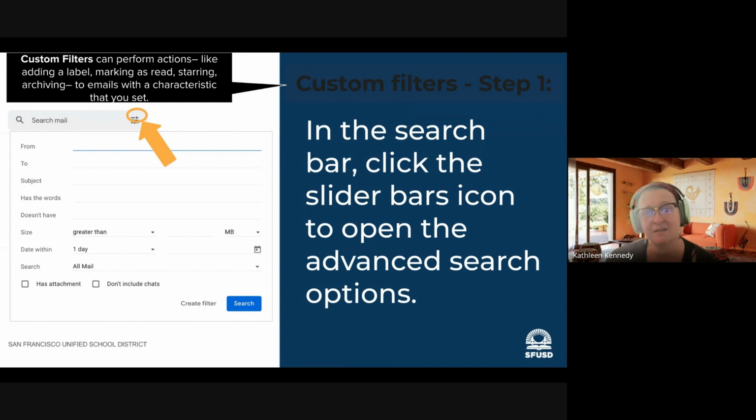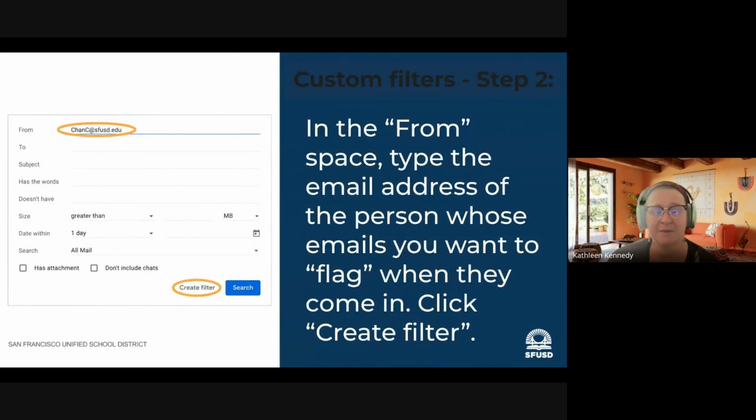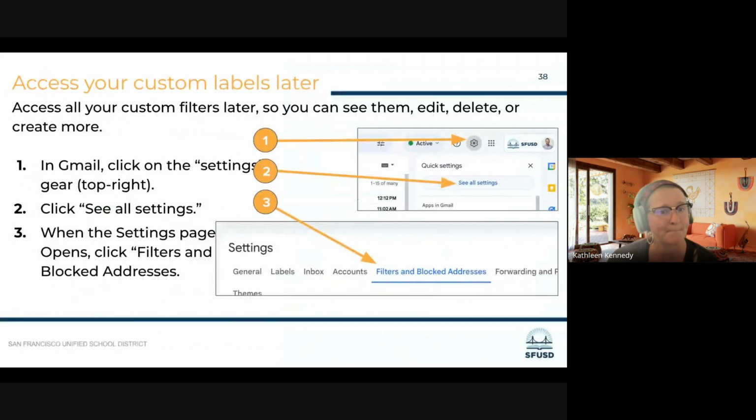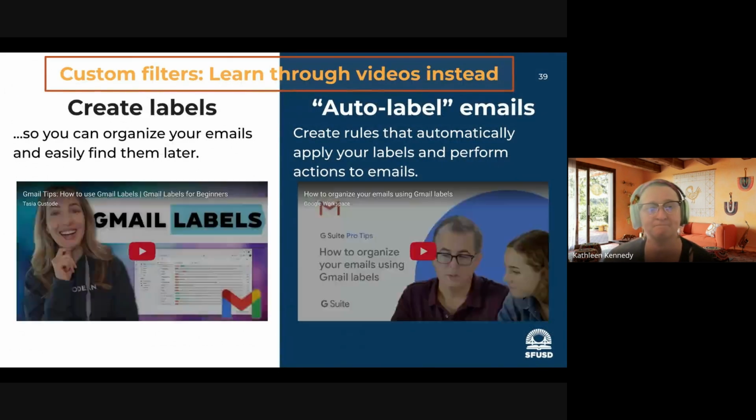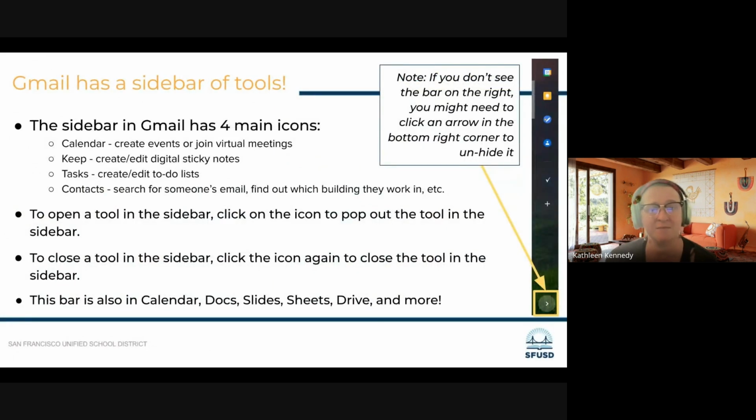And then, like I was saying, there's custom filters. So if you have a specific organization or person where you want to filter those emails to a special folder, you can do that. And then this kind of walks you step by step through what that process is. I'm not going to do that now because I don't know that everybody will want to explore that, but if you want to, there'll be time for that. And then how to access your custom labels later. If you want to edit them, you can also go back and edit them. These are videos on what I described about labels.